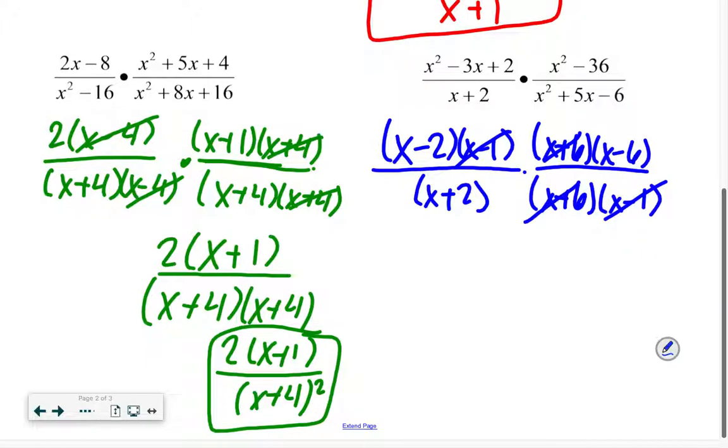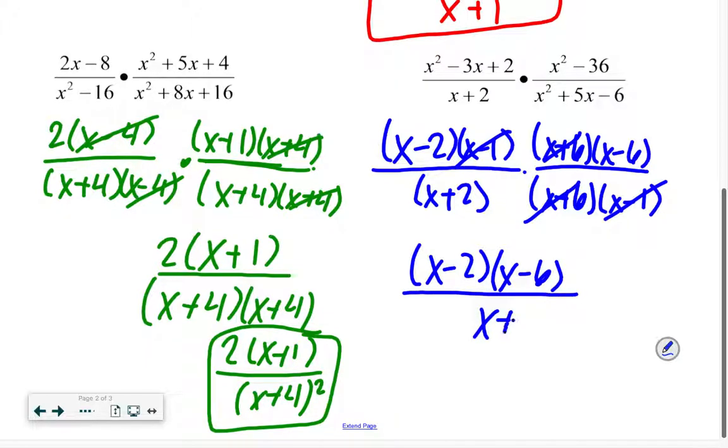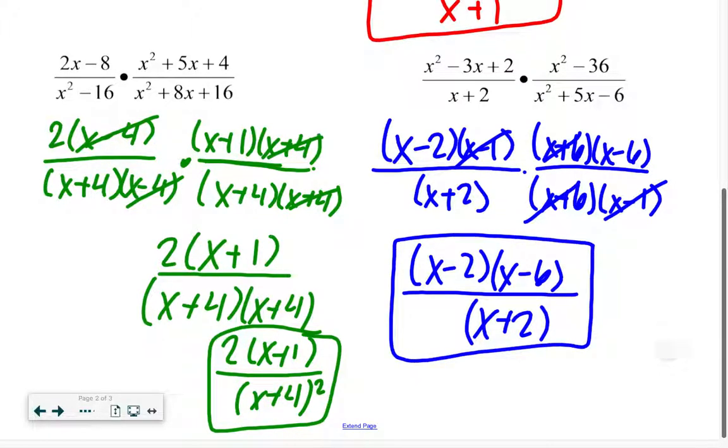Anything else? Does my minus 2 and plus 2 cancel? No. So what do I have on top? x minus 2. x plus 2 and x minus 6 on the bottom. So what about that? x minus 6 on top, no? Yeah. And x plus 2 on bottom. Questions? What do we think? Not too bad?